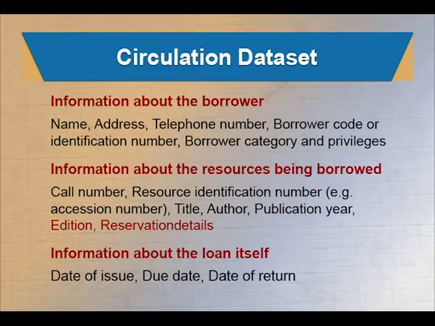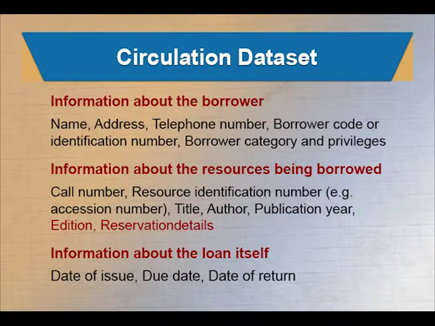Now, when you are about to start circulation activities in your automated library system, you need three minimum data sets. The first data set is the information about the borrower. There you need to know the name, address, telephone number, borrower code or identification number. The borrower code or identification number is the primary key in this borrower table. Then we need to define borrower categories and privileges related to each category. So, this is the set for information about the borrower.